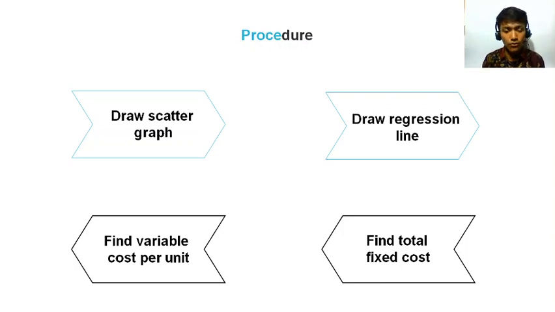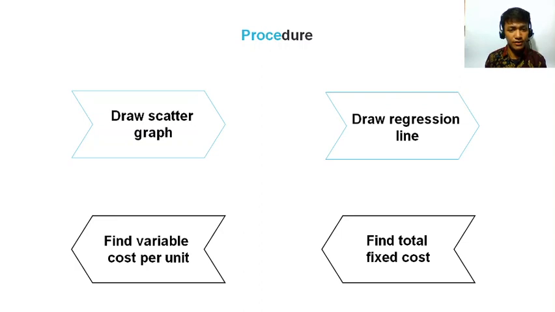The second is to draw the regression line. Draw a regression line over the scatter graph by visual inspection and try to minimize the total vertical distance between the line and all the points. Extend the line toward the y-axis. And the third is to find total fixed cost. Total fixed cost is given by the y-intercept of the line. The y-intercept is the point at which the line cuts the y-axis.